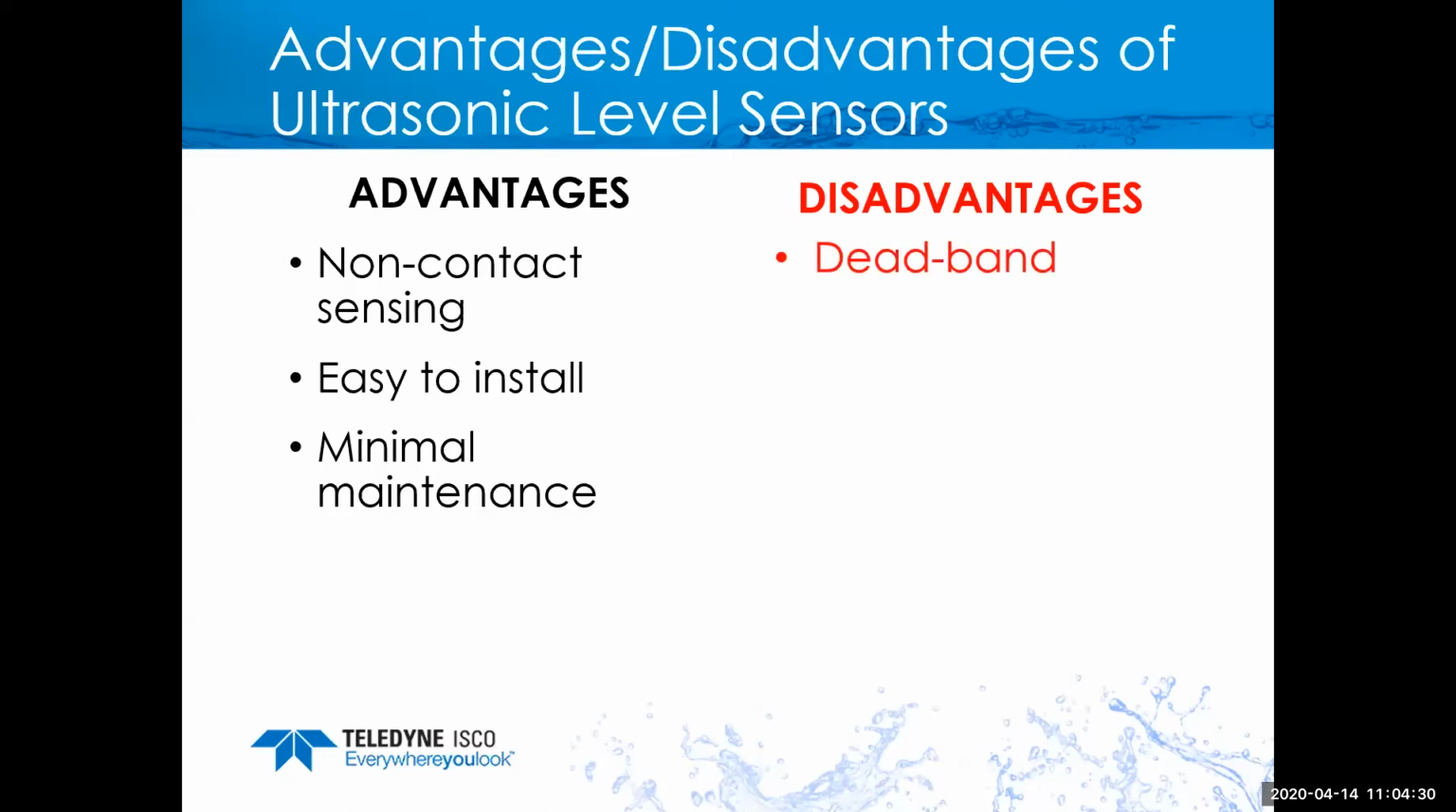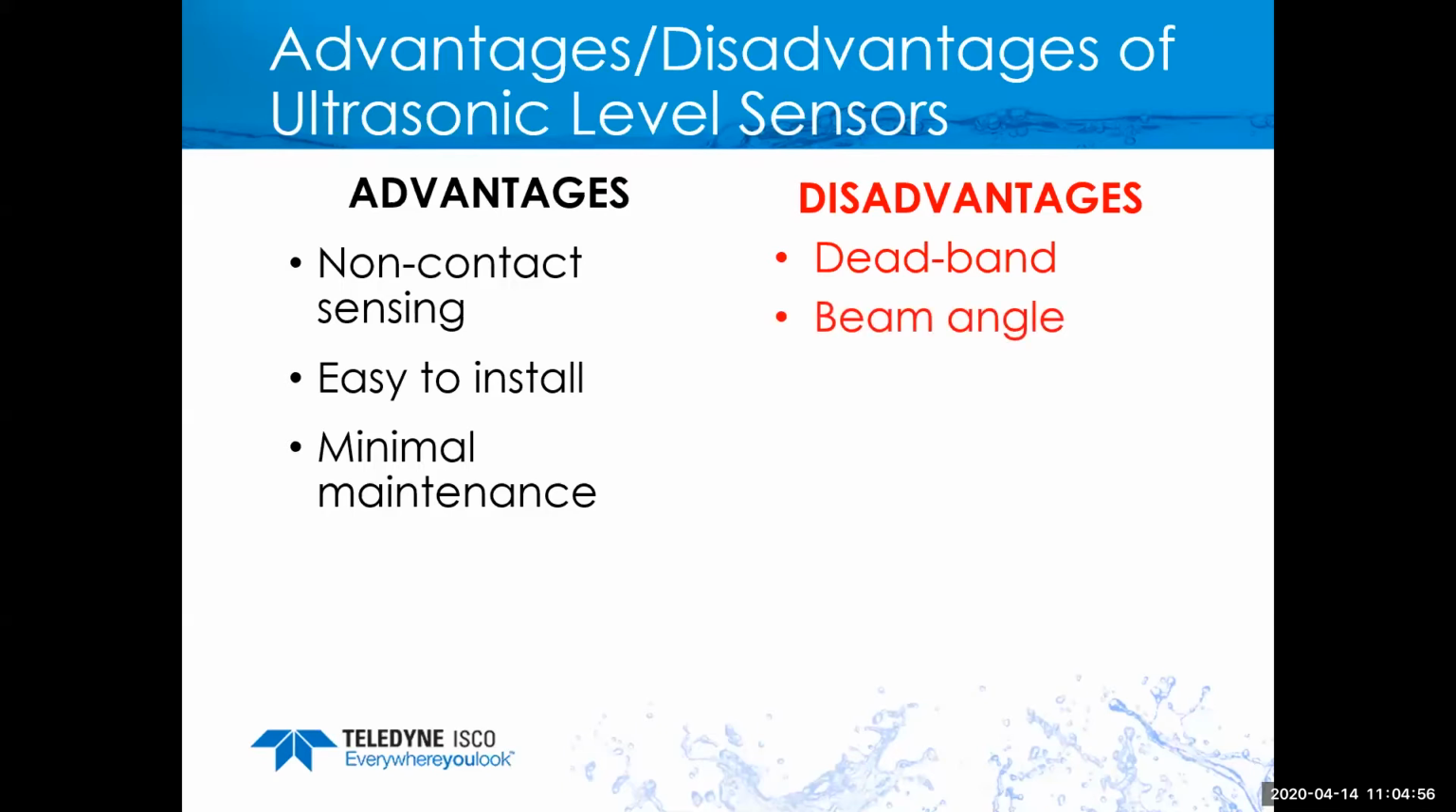Now, the disadvantages are the deadband. Depending on your application, you may have limitations on how high you can mount the sensor above your flow stream. So that could restrict or depend on what type of sensor you're going to install. If you have a low headspace above your water, or if you have a lot of headspace, you can use different types of non-contact sensors.